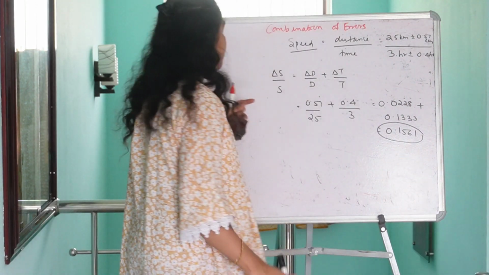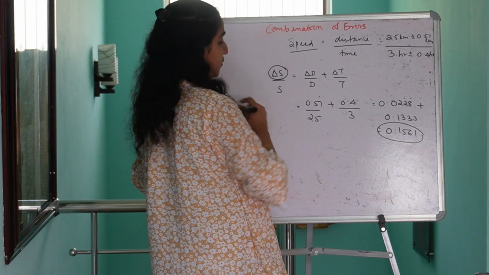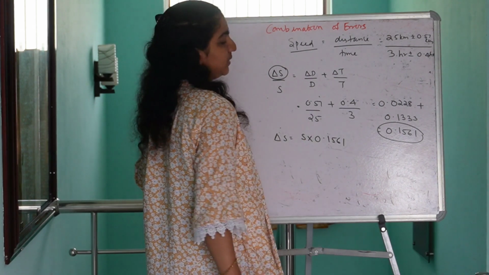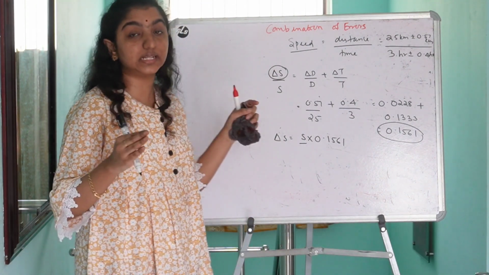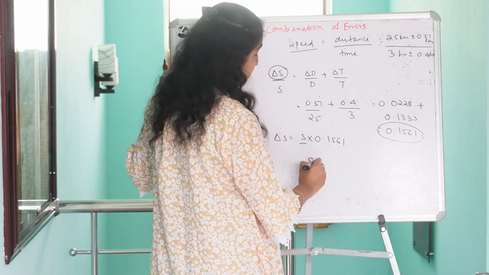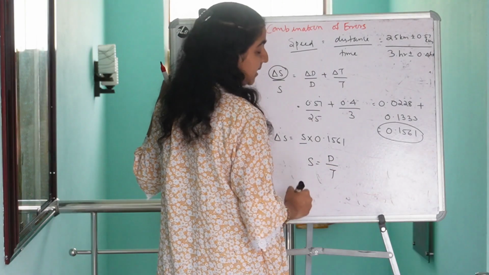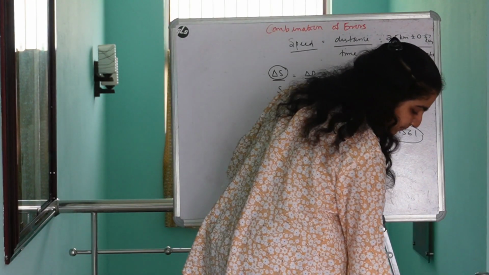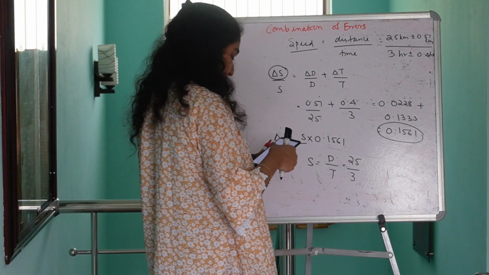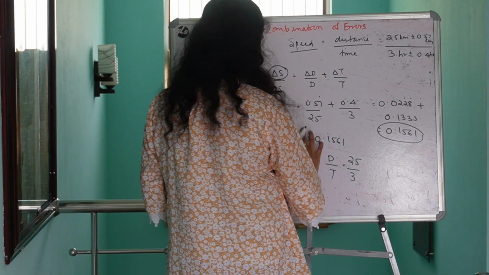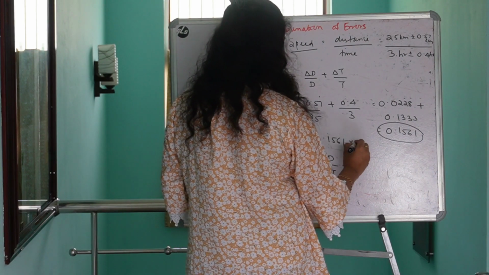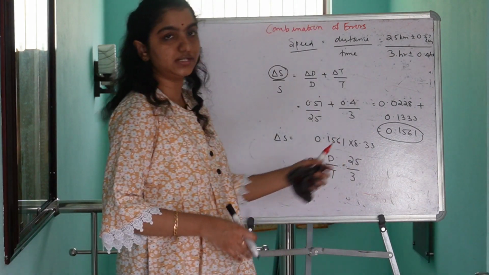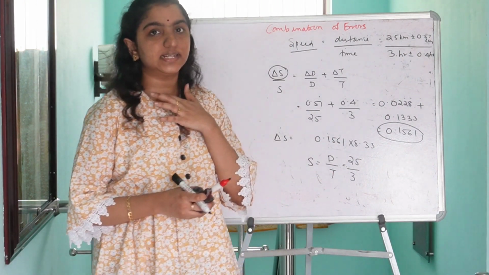So the value of the relative error in speed is 0.1561. But here we are asked to find del S. We know del S is equal to S into the sum of the relative errors of the individual measurements. What is the value of S? S is the actual speed. How do we find the actual speed? Actual speed is equal to actual distance divided by actual time, so 25 divided by 3, which is 8.33. Once we find the product of these two terms, we will get the value of del S. Is it clear, guys?